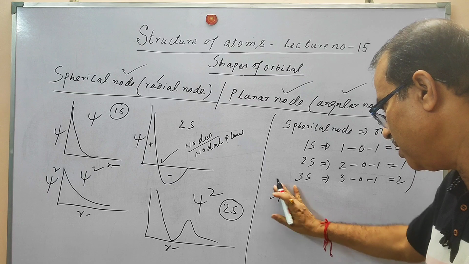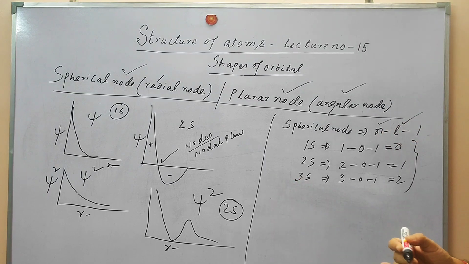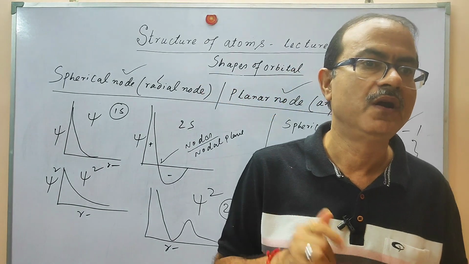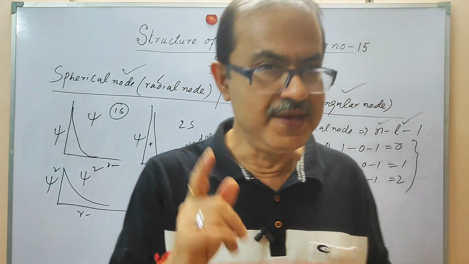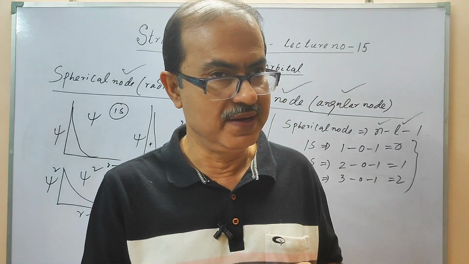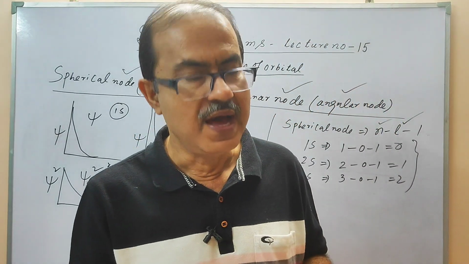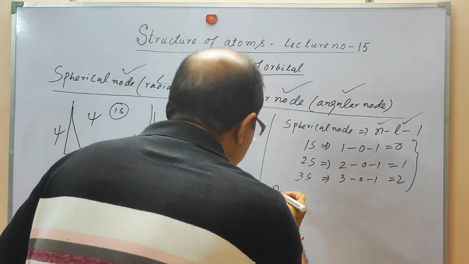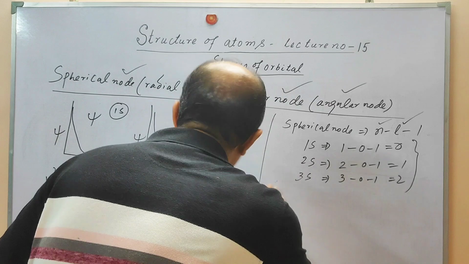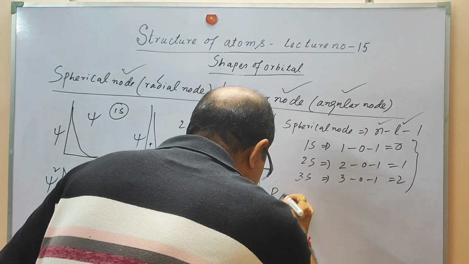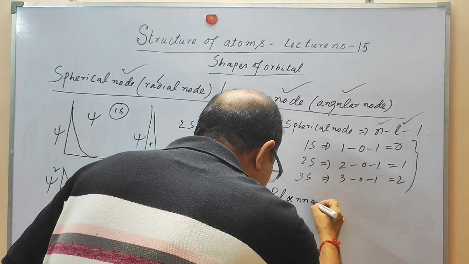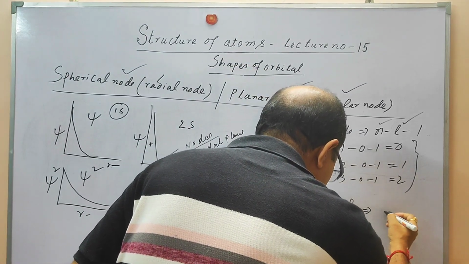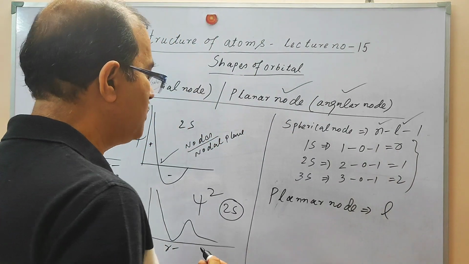Similarly, another thing is the planar node or angular nodes. Planar nodes or angular nodes are given by this formula; it is basically the l of these orbitals. l means the azimuthal quantum number. For the d orbital it is 2, and like this. So we can write the planar nodes is equal to l.